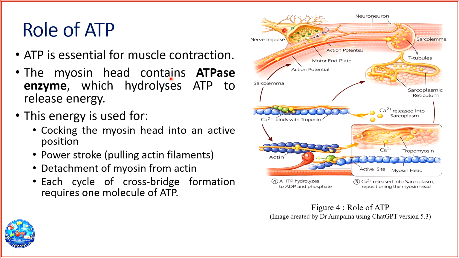Now what is the role of ATP? We all know that ATP is very essential for muscle contraction. The myosin head contains the ATPase activity and hydrolyzes ATP to give rise to ADP and inorganic phosphate, releasing energy. This energy is mainly used for conformational changes in the myosin head. Then the active site is opened, which then binds to the actin filament.